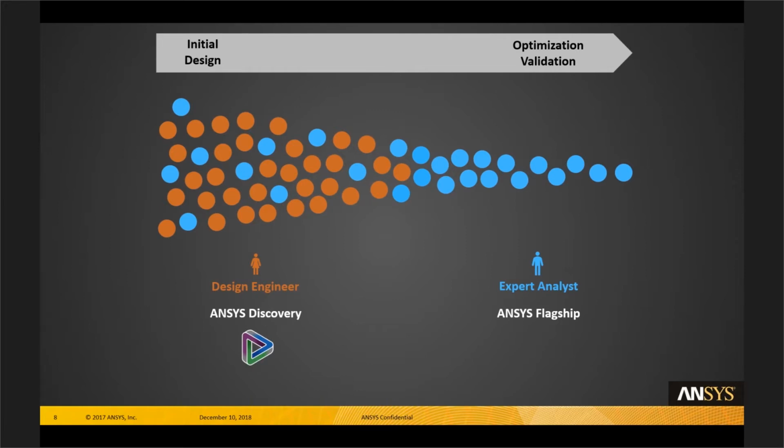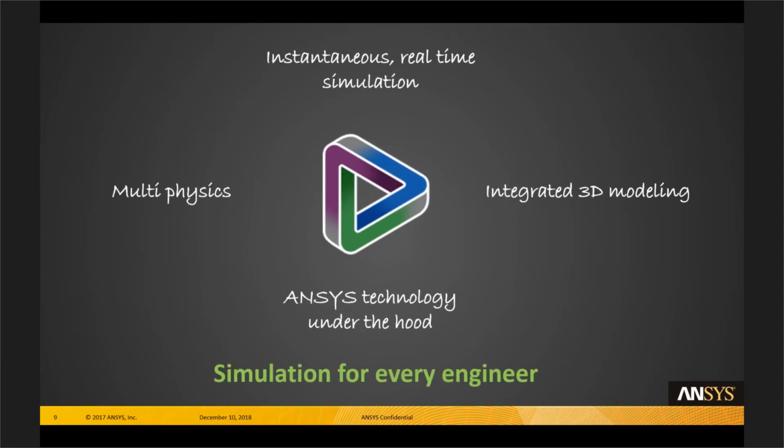And this is how we see Discovery fitting in to the product development process. It's a tool which is designed for design engineers. It's intended for design engineers to use early in the design cycle. And really the key benefits of Discovery that you don't get anywhere else are instantaneous real-time simulation, the ability to solve multiple different physics disciplines. Of course, today we're going to talk about fluid flow, integrated 3D modeling, and of course, ANSYS technology under the hood. So simulation for every engineer is what we're trying to do with Discovery. And today we're going to talk about this in the context of fluid flow simulations.